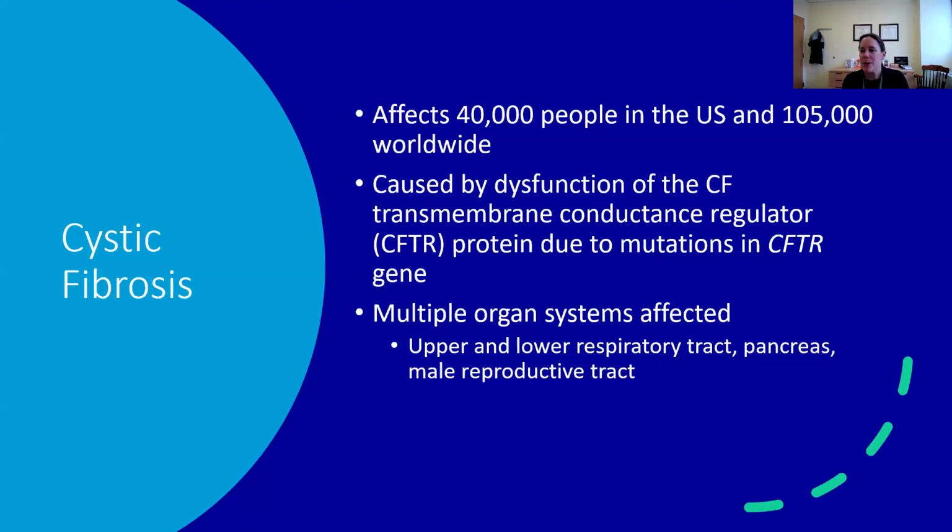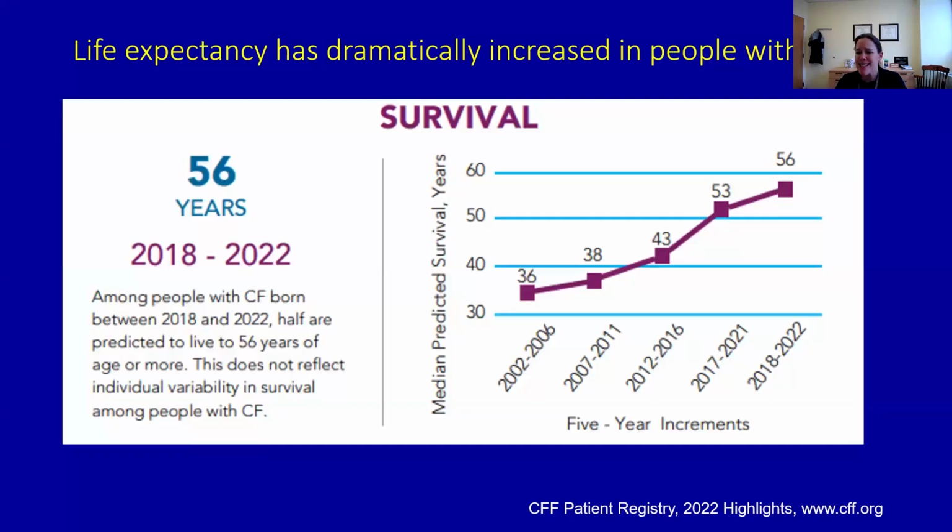So for all of the non-pulmonologists, which are pretty much all of us here in this room, a little background about CF. It affects about 40,000 people in the US and 105,000 worldwide. This condition is due to dysfunction of the CF transmembrane conductance regulator protein, or CFTR. It's autosomal recessive. It affects multiple organ systems, the upper and lower respiratory tract, pancreas, lots of different organs, but we typically think about it in terms of the progressive pulmonary decline, which is the primary cause of mortality in this patient population.